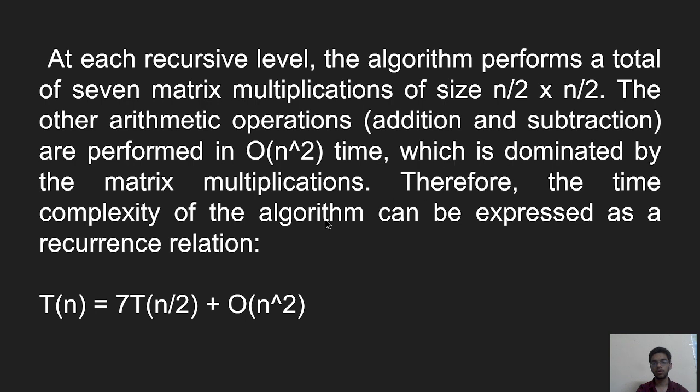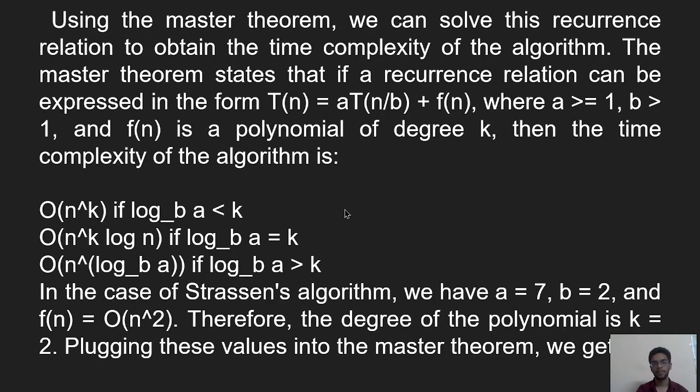So the overall recurrence relation becomes T(n) = 7 T(n/2) + O(n square). Now we can use Master's theorem to solve this recurrence relation. The Master theorem states that a recurrence relation can be expressed as T(n) = a T(n/b) + f(n). There can be three cases: O(n to the power k) if log base b of a is less than k, if log base b of a is equal to k, then O(n to the power k log n), and O(n to the power log base b of a) if log base b of a is greater than k.